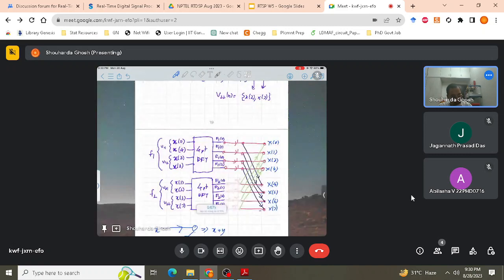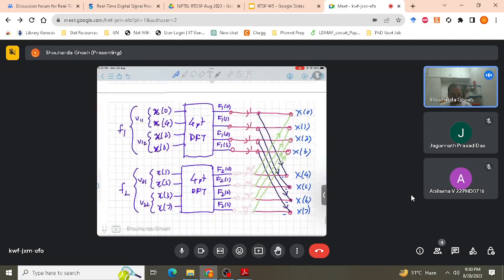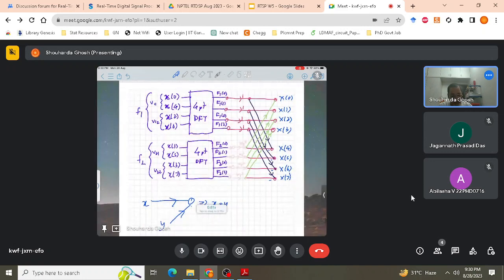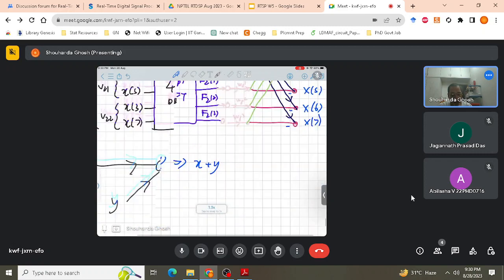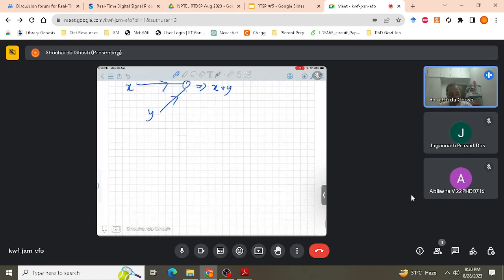So here you can see what we have done. We have 4 complex multiplications and then we simply do addition. I have broken this 8-point DFT into two 4-point DFTs. Now I can also break this 4-point DFT into 2-point DFTs. How? Let me show you.